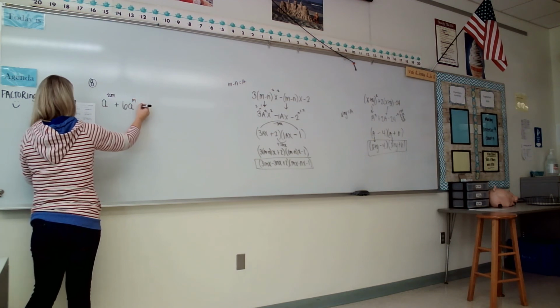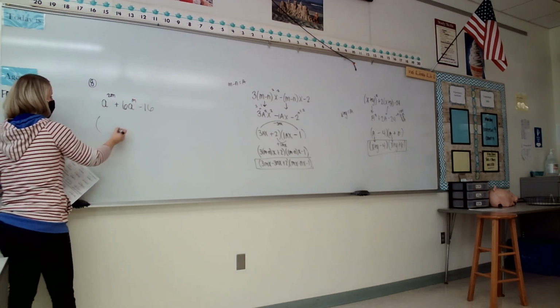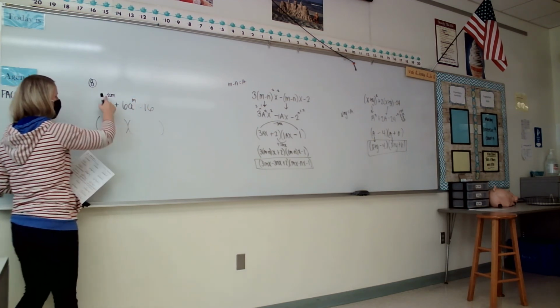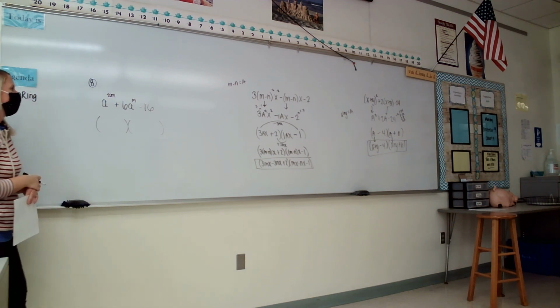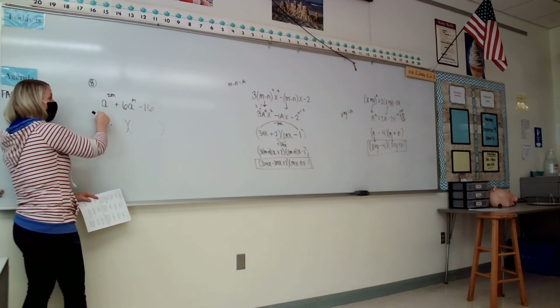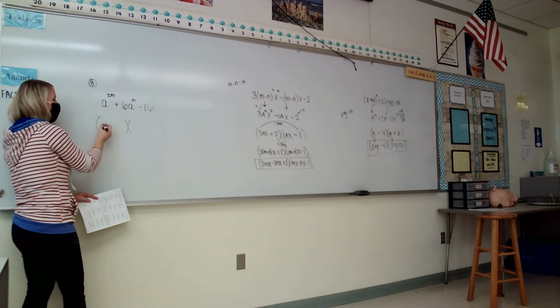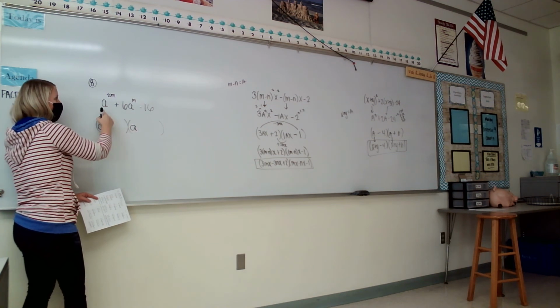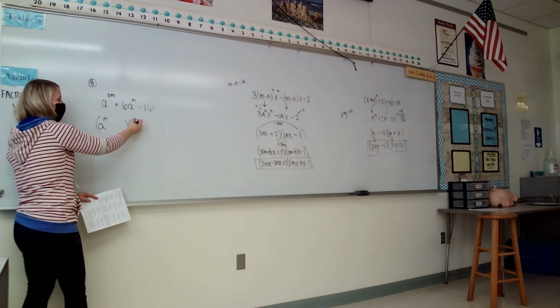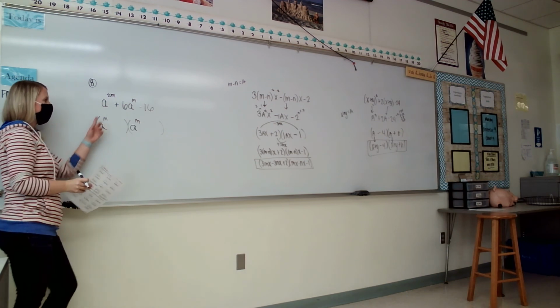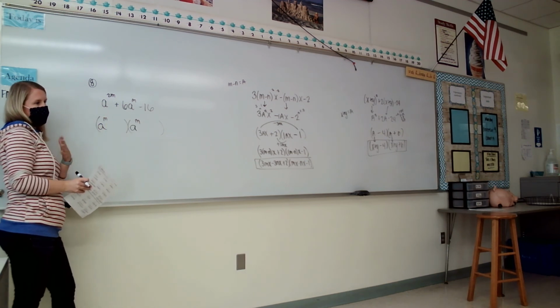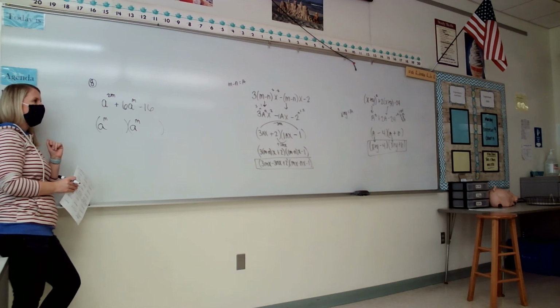plus 6a to the m minus 16. Don't get too freaked out by this. I feel like the 2m sends people up at the end. Just think about how you're taking that and splitting it between your parentheses. If you had your base of a, you would just do a to the m, because when you multiply 2 things, you add their exponents. So that's a little reminder of properties of exponents.